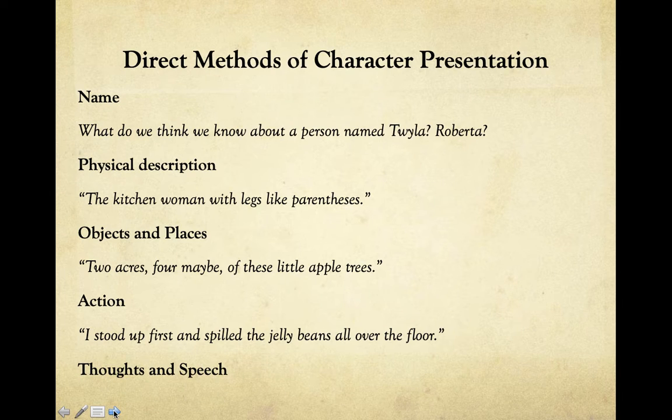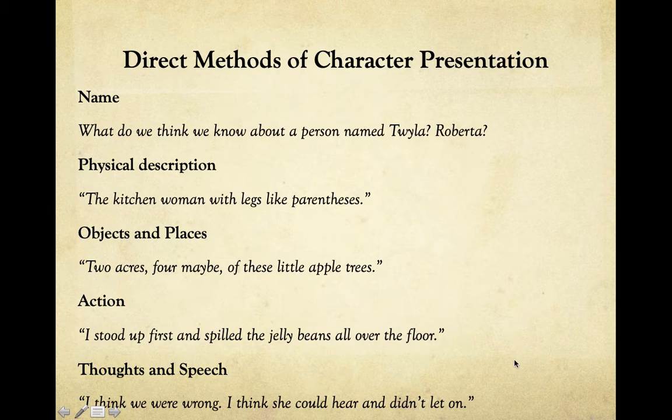Thoughts and speech, what the characters think and what the characters say. "I think we were wrong. I think she could hear and didn't let on," right? And so when we start talking about character voice, we get what age the character is, what part of the country or what country they're from, what their socioeconomic status is, if they're highly educated or barely educated. All of that we can get through thoughts and speech, okay? So we have five direct methods of character presentation. We have the names, the physical description, the objects and places associated with the characters, the things the characters do, the action, and then their thoughts and their speech.